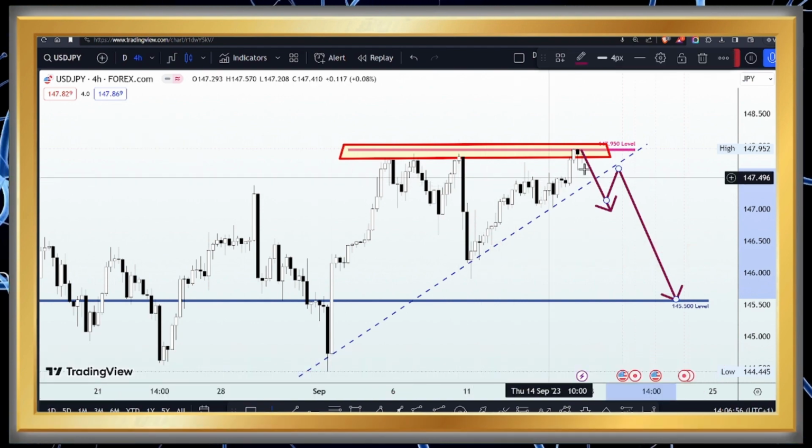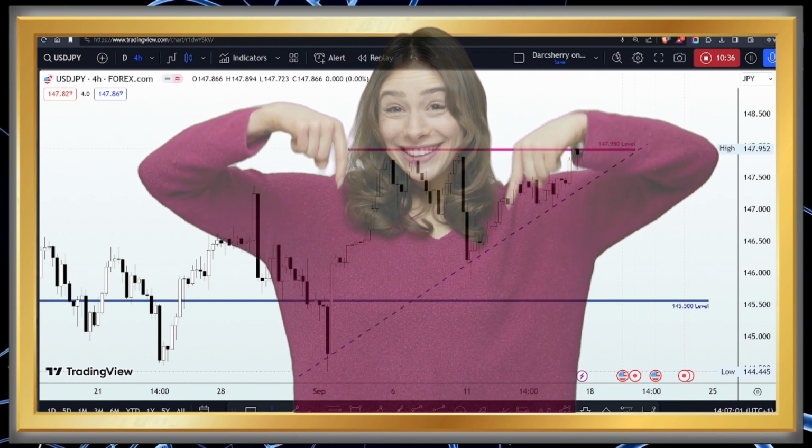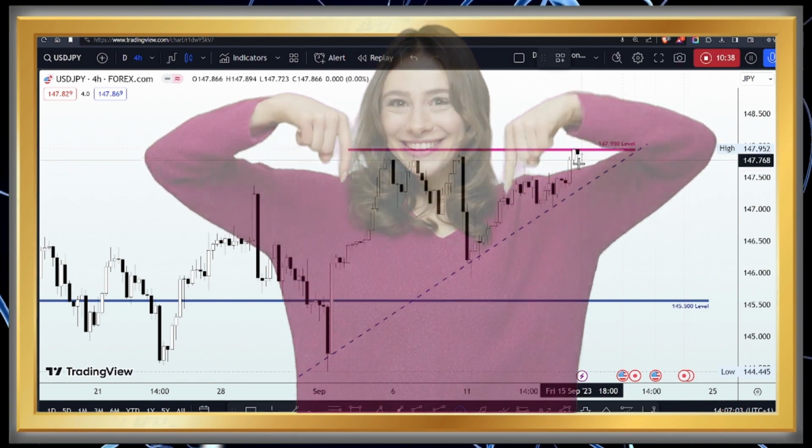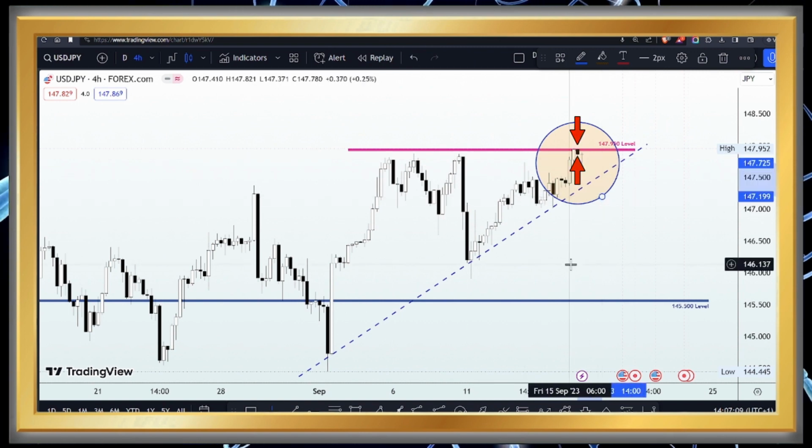But trust me, I will be with you in the comment section of this channel after monitoring how participants in this market will be reacting to this crucial juncture to give us an estimate of where I think price is likely going to be heading to for the week.